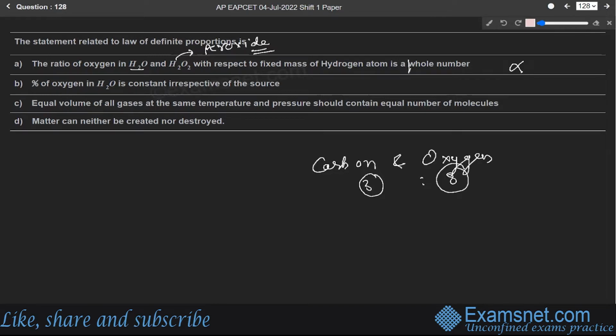So this does not come as a whole number. I've already told you, the percentage of oxygen in H2O is constant irrespective of the source. Yeah, this seems correct. This may be correct, right? Well, let's look into C and D first.